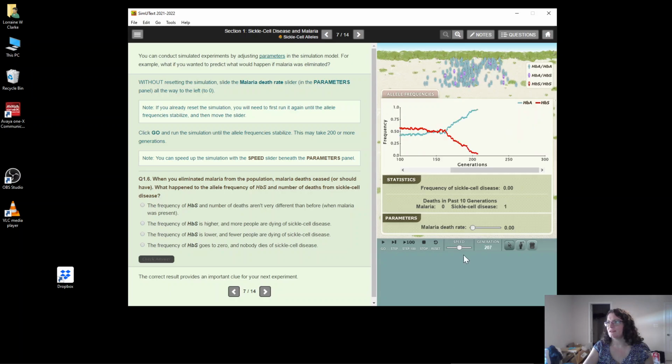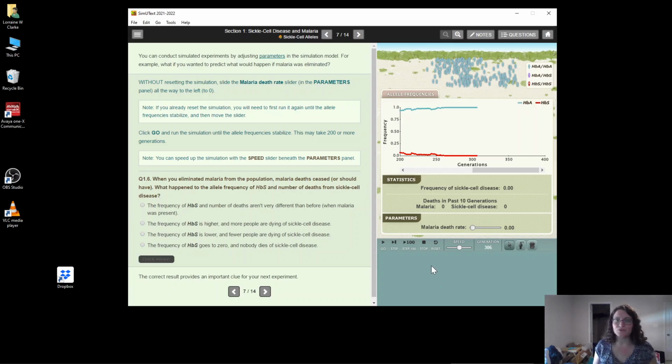Whoa, suddenly, what's going down? HBS. No more mosquitoes in the sky. There's some heterozygotes. But sickle cell is so detrimental that in an area without malaria, there is no evolutionary reason to keep that. Basically, the people with sickle cell are being selected out because there's no selection to keep the heterozygotes.